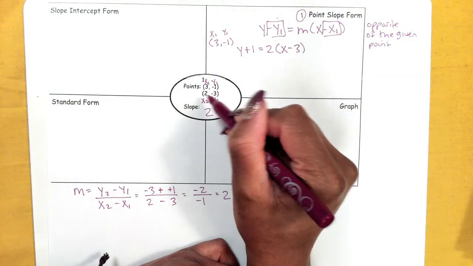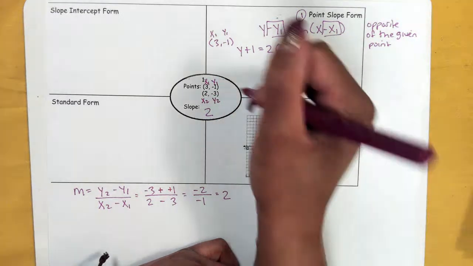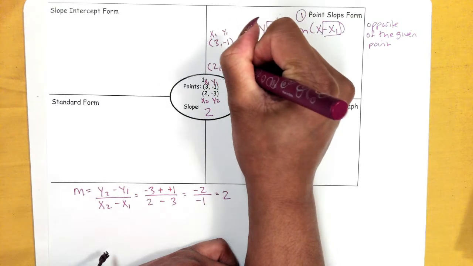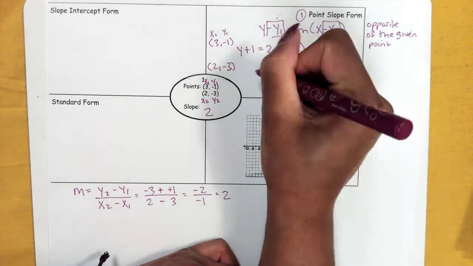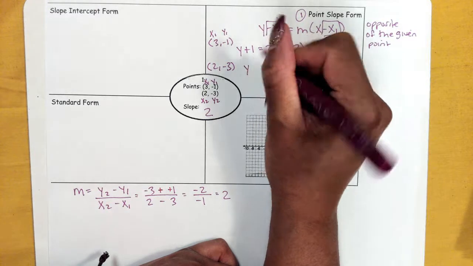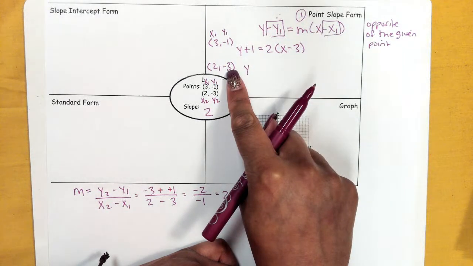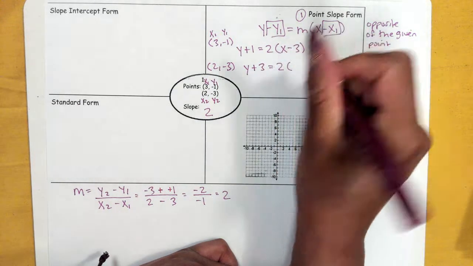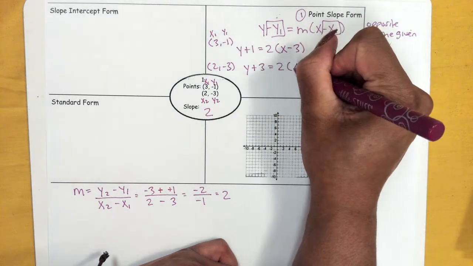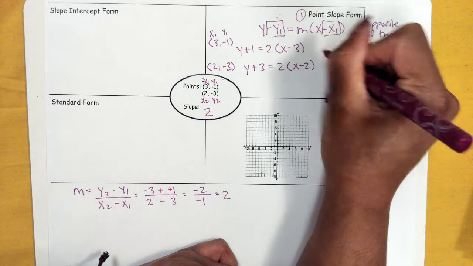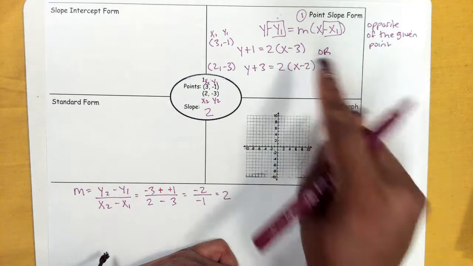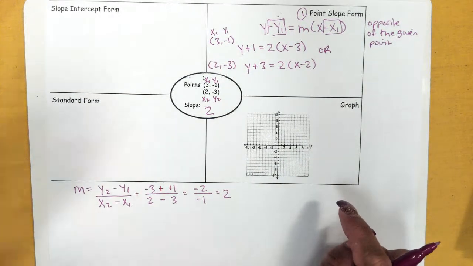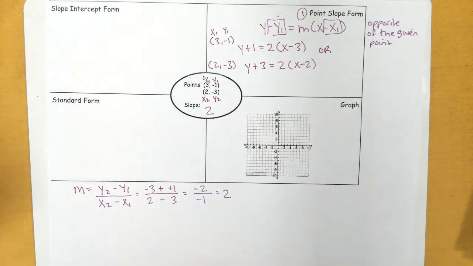However, if you chose the second version, there's another version you can choose. You can choose 2, negative 3, and you're going to take the opposite of it. So y, so negative 3 is a positive 3, equal to 2, and then I have x minus 2. So either one of these is considered point slope form, depending on which point you choose.